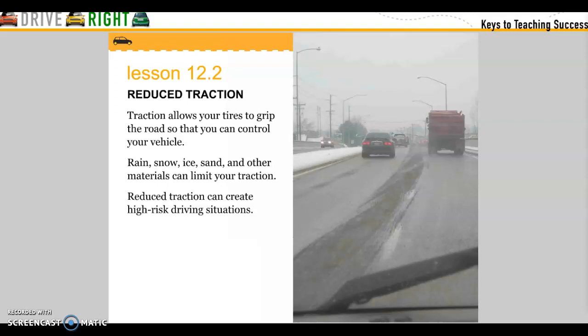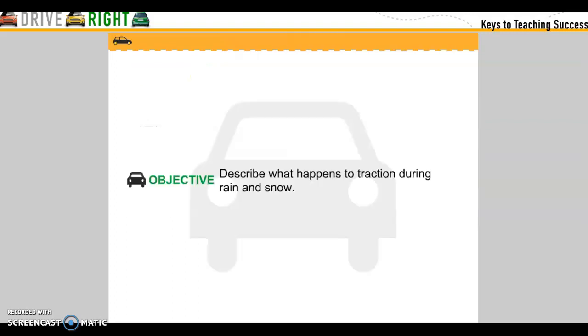Reduced traction. Traction allows your tires to grip the road so that you can control your vehicle. Rain, snow, ice, sand, and other material can limit your traction. Reduced traction can create high-risk driving situations. Objective: Describe what happens to traction during rain and snow.